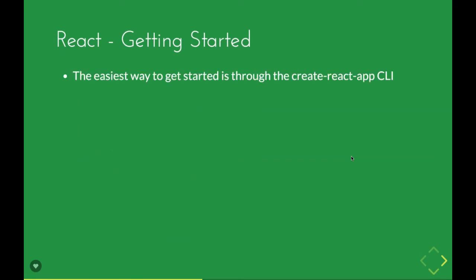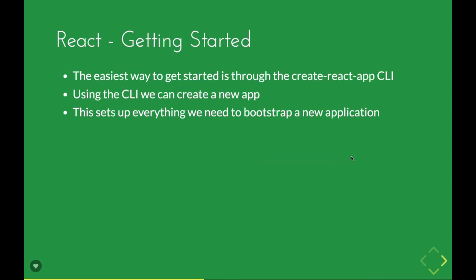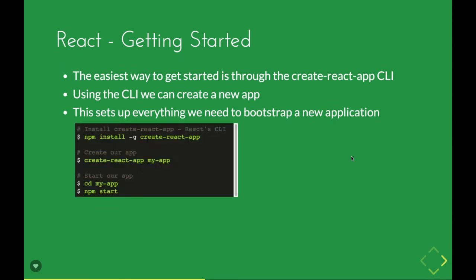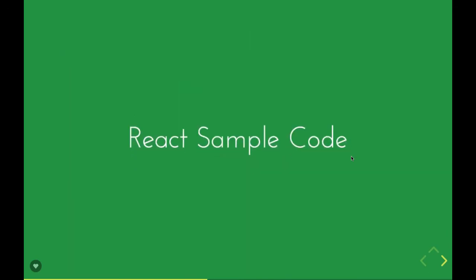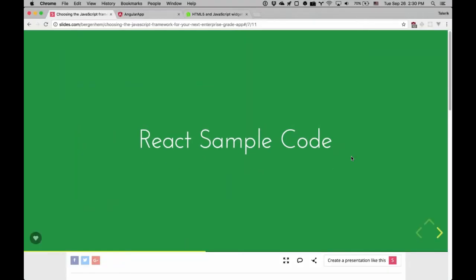Now, React, the easiest way to get started is through the Create React App CLI. So that's the official React CLI, and then we can create a new app, and that bootstraps the entire application. So just like with Angular, npm install -g create-react-app, and then go ahead and kick things off with npm start. So npm start just runs through a custom npm script to kick off the app. Nice and easy. Let's go ahead and take a look at what this looks like.